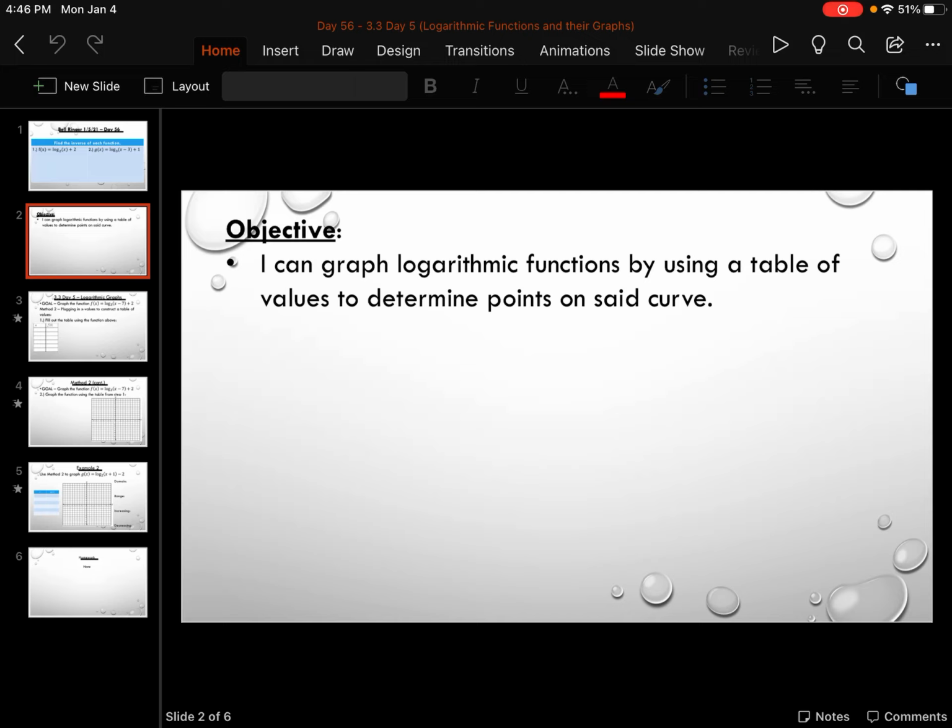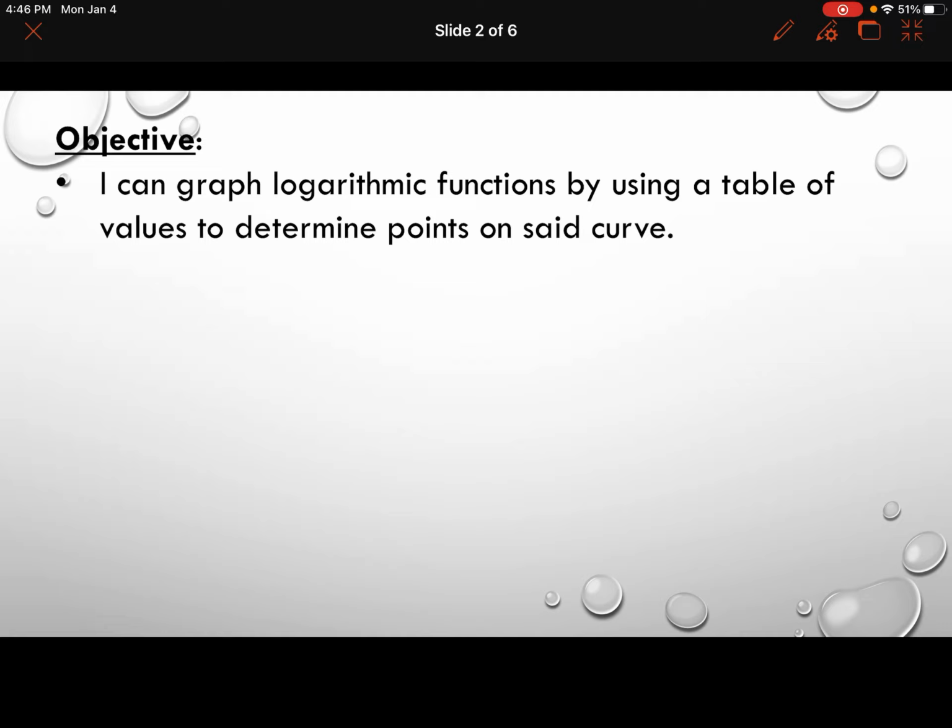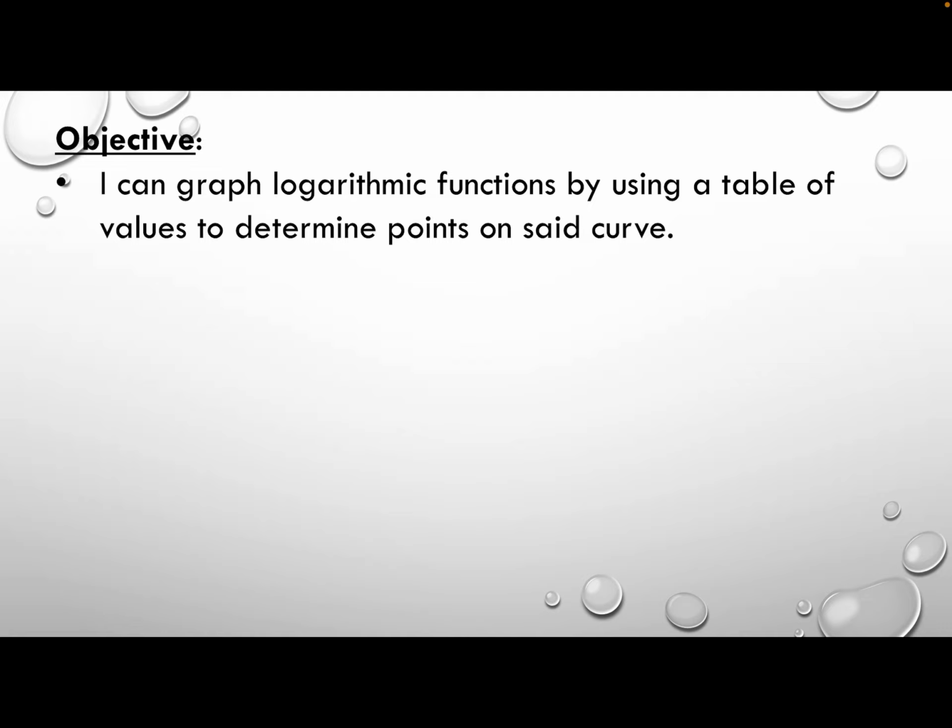Some of you might find this method easier, some of you might like the first method more, but at the end of the day, it's totally up to you which one you like more and which one you prefer to use. So you'll see from the objective basically what this method is going to encompass. I can graph logarithmic functions by using a table of values to determine points on said curve. Okay, so that's our objective for today.